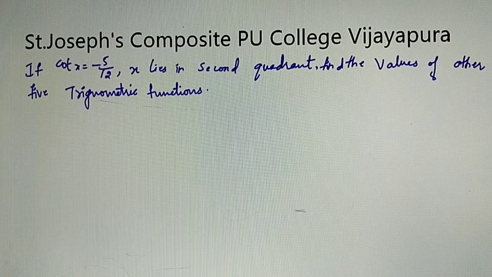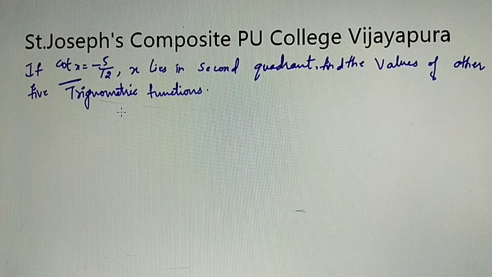So look at this problem. Here the cot x value is given to you, that is minus 5 by 12. We have to find the other trigonometric function values, that is we have to find sin x, cos x, tan x, cosec x, sec x. We have to find these 5 trigonometric function values. And also they are telling that here x lies in the second quadrant.